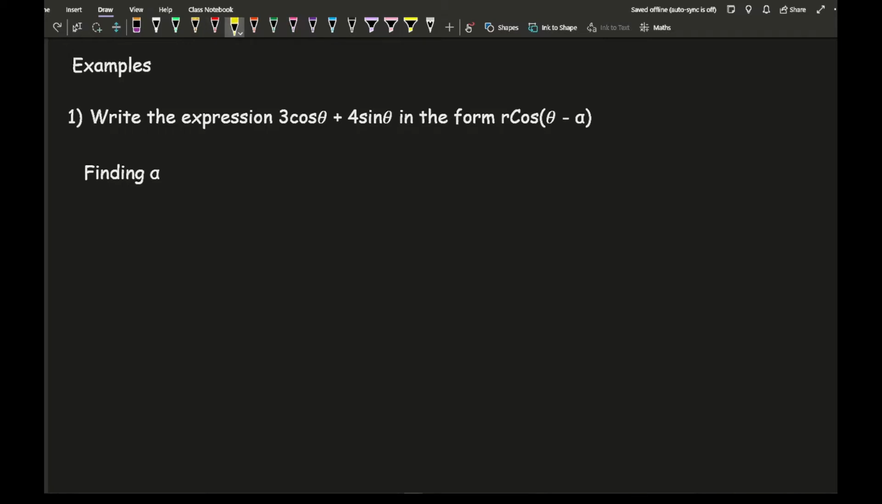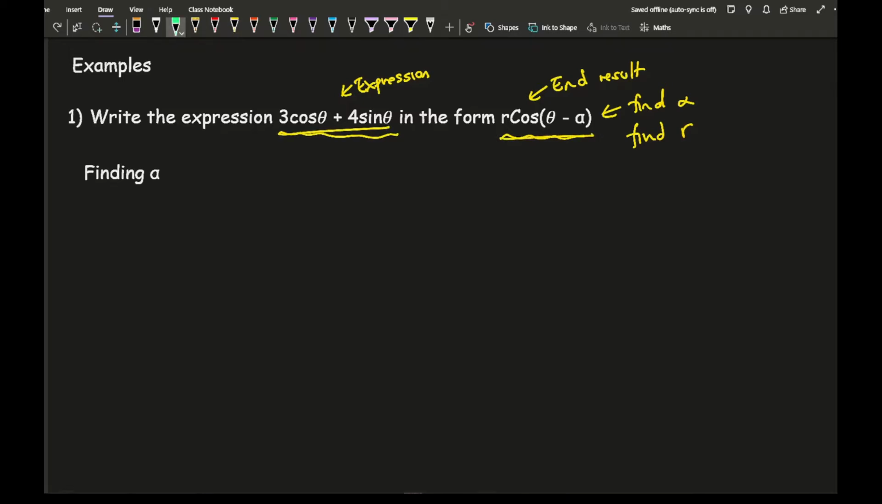So in this, what we need to do is, here is our expression. This is our end result, what we want it to look like. And what we need to do is find alpha, and find the value of r. We don't need to pay too much attention to theta, because that's what we were going to go on to find. So we want to make this look like this. Now there are several steps in which you can do this, and it doesn't really matter which one you try and find first, whether it be alpha or r, whichever takes your fancy. So let's have a look at finding alpha.